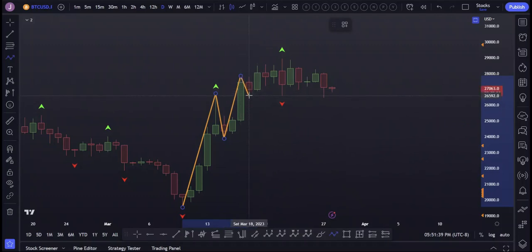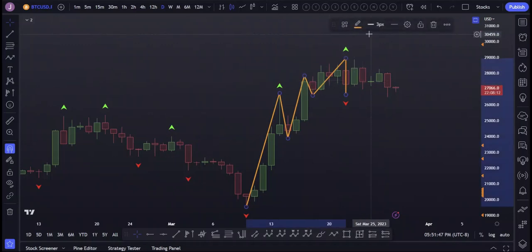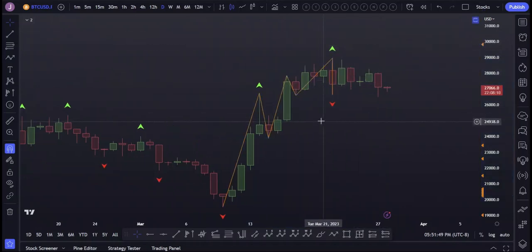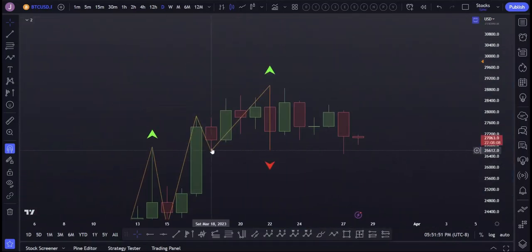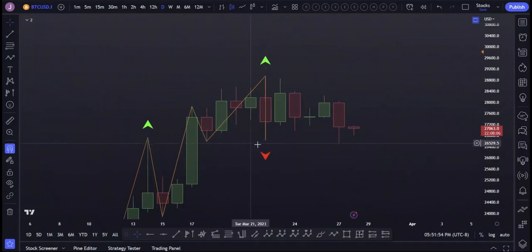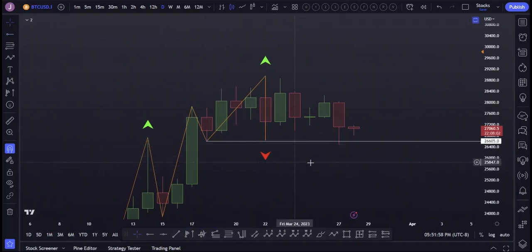No. So that was our higher low. Then we get our higher high. Then we get our higher low. But I want you to notice something here. Price printed a fractal right here, but it did not take out the low. It didn't take out that low.